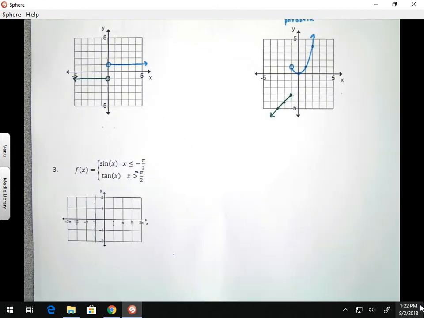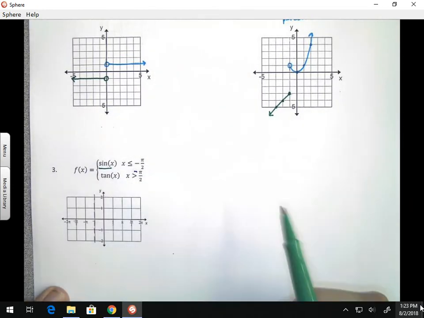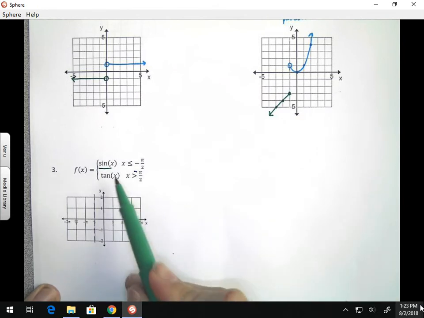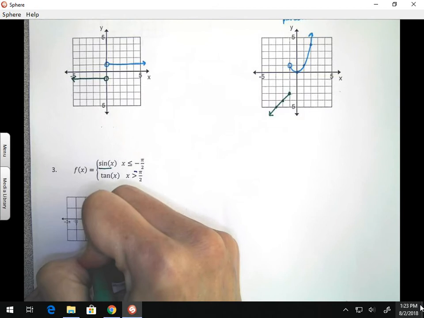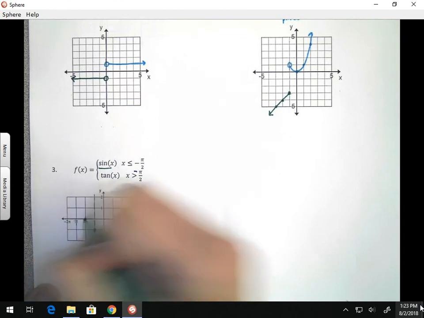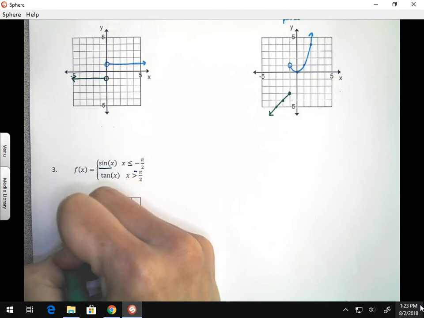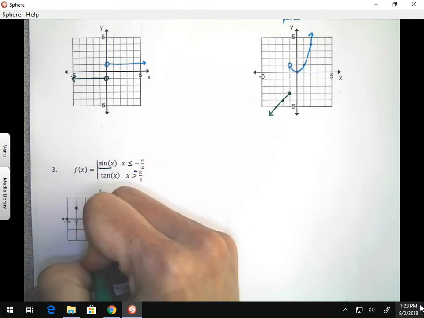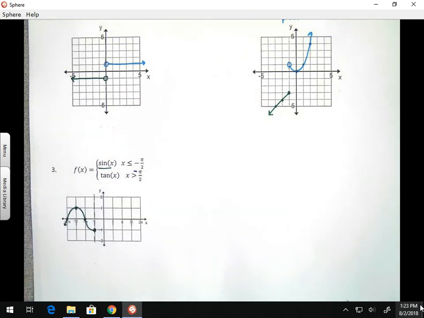So for less than -π/2, I have my sine curve. Now this is less than or equal to, so it's going to be closed. So sine of -π/2 I know is -1. And so I'm going to the left here. Sine of -π is going to give me 0. Sine of -3π/2 is going to give me a +1. And then I'm back to 0. So there's my sine curve.